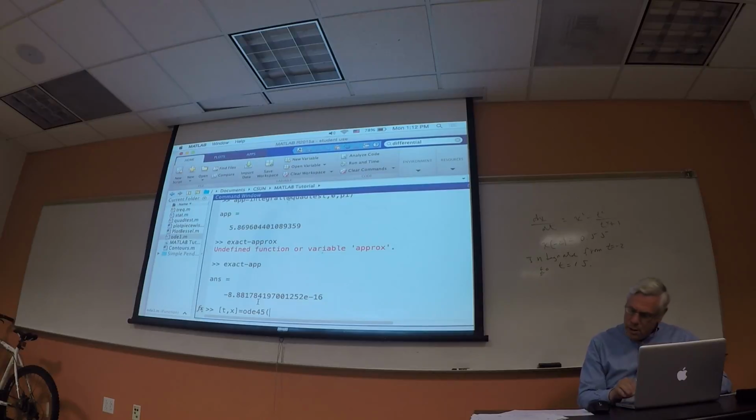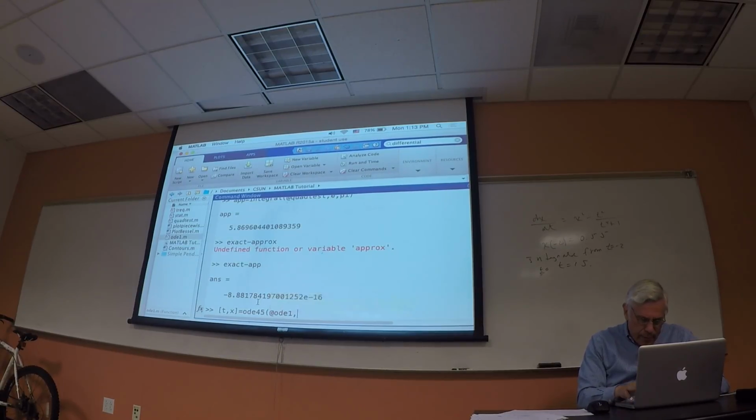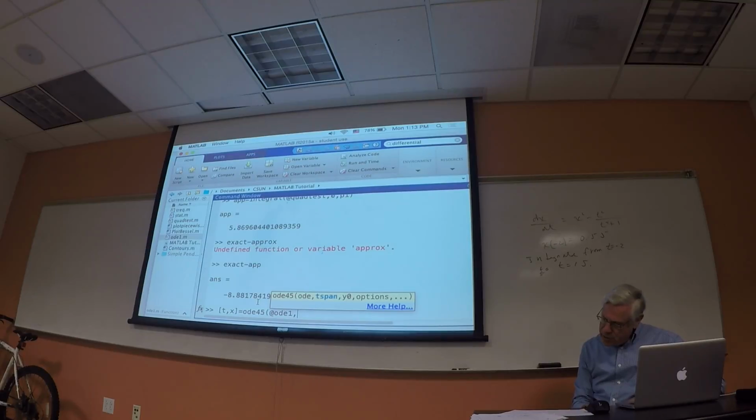of. What's the first argument to ODE45? It's basically a handle to that function. It's that guy that calculated the dx/dt. We just went over that. You have to do the @ symbol, and it's ODE1, I believe, is what we call it, right? What's the next argument if you look at the documentation? It has to be that t-span, right? So let's put that in.